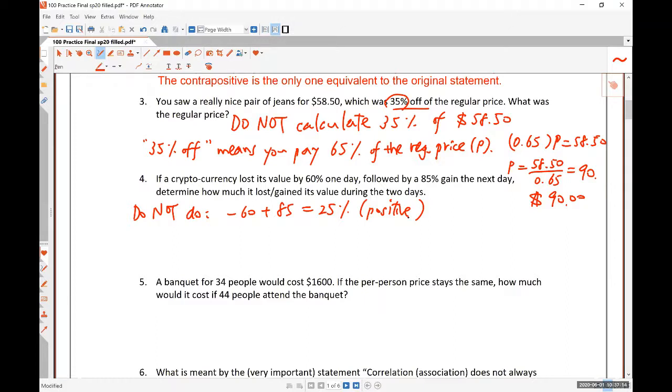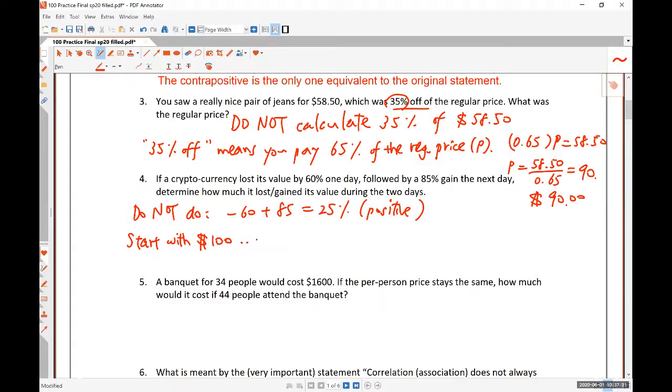What you want to do is start with some fixed number. And it doesn't really matter what the fixed number is. I like 100 because 100 means that $1 is 1%. You know, $100 is 100%. So that makes it simple.